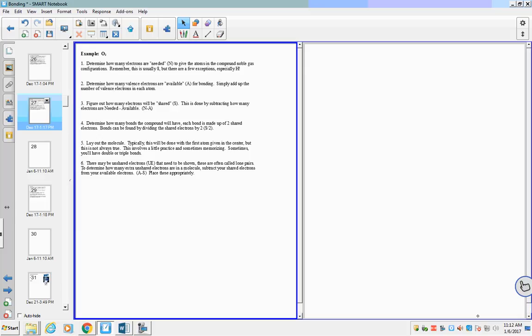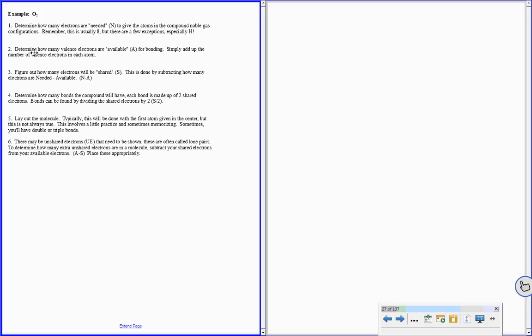Whichever one you decide works better for you is totally fine with me, but it is nice to have a little background on where these come from. So the steps to this are in your packet. I also have them up here so you can follow along as you go. The first example we're going to do is O2.